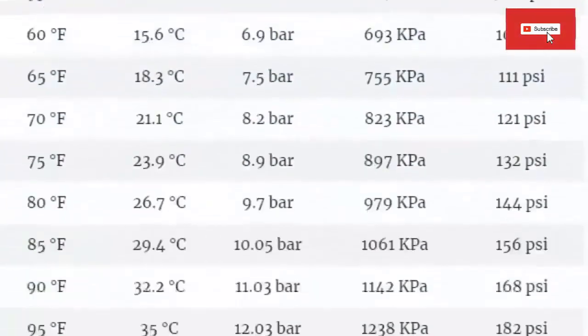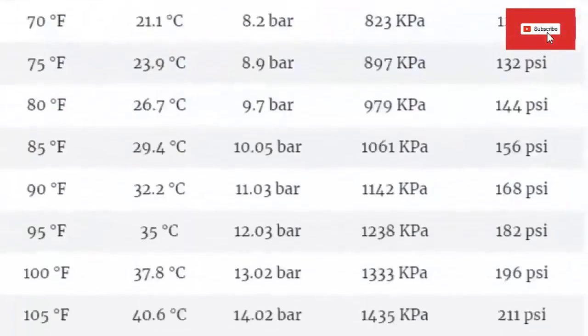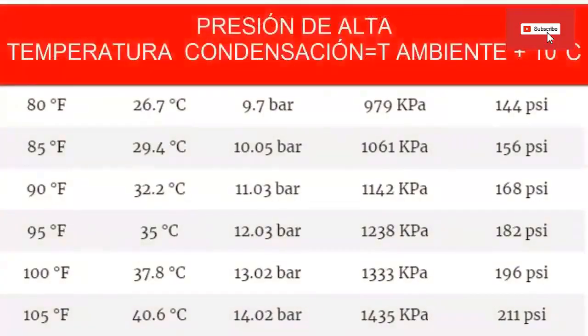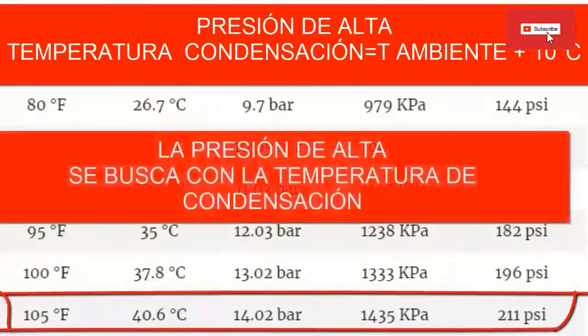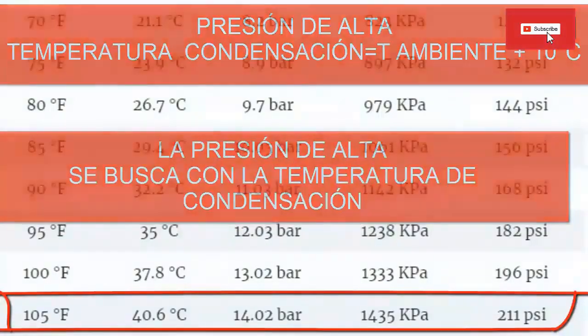4. Now we are going to look for the high side pressure in the table. For this, we are going to take as an example an external environmental temperature of 30 degrees Celsius. We increase this value by 10 degrees Celsius and look in the table for a pressure value for approximately 40 degrees Celsius. Thus we have in the table a pressure of approximately 211 psi. This value is equivalent to 14 bar.